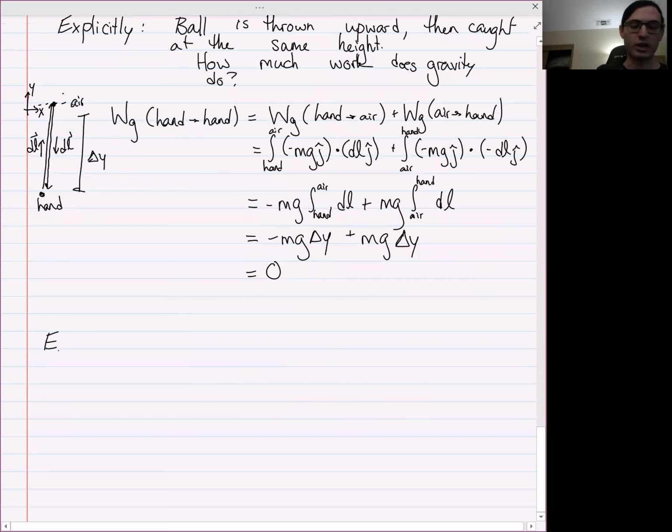So let me give another example of a conservative force. In this case, the elastic force is conservative.